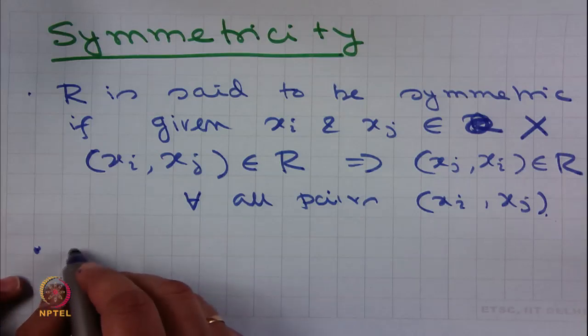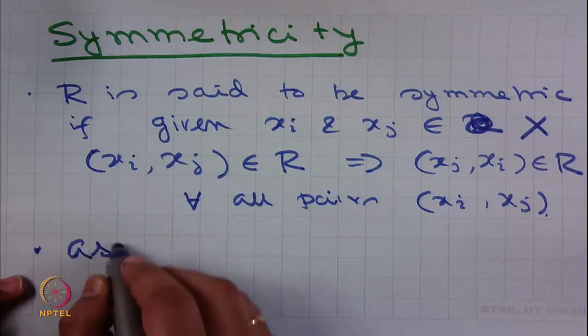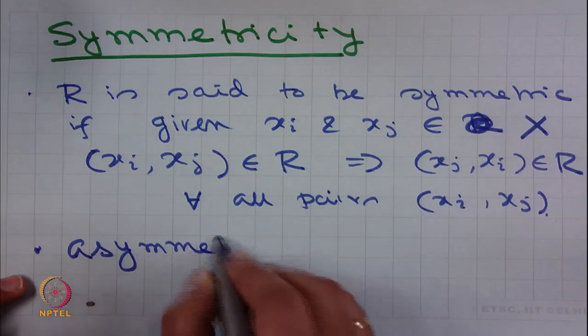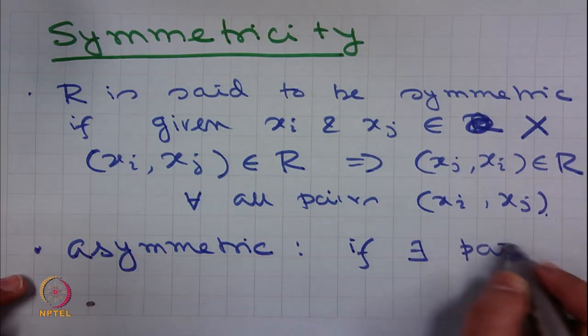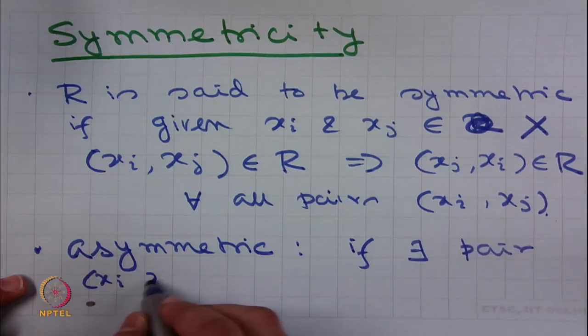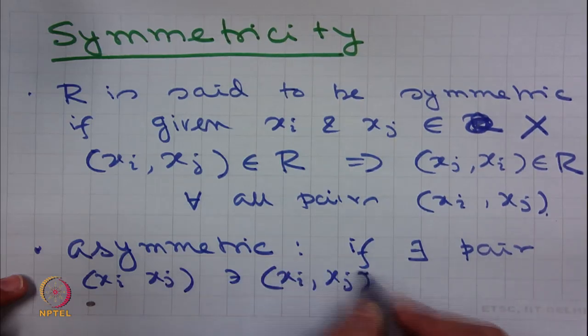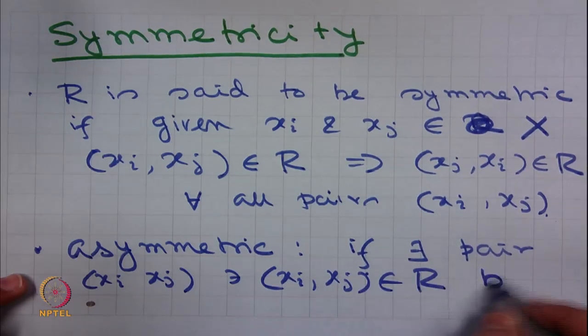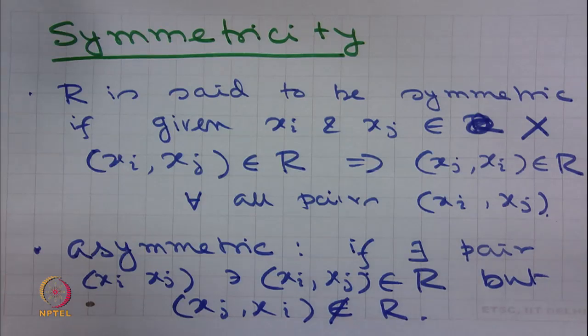As before, it is to be called asymmetric if there exists a pair x_i, x_j such that (x_i, x_j) belongs to R, but (x_j, x_i) does not belong to R. So, if for one pair that does not hold, then we call it asymmetric.